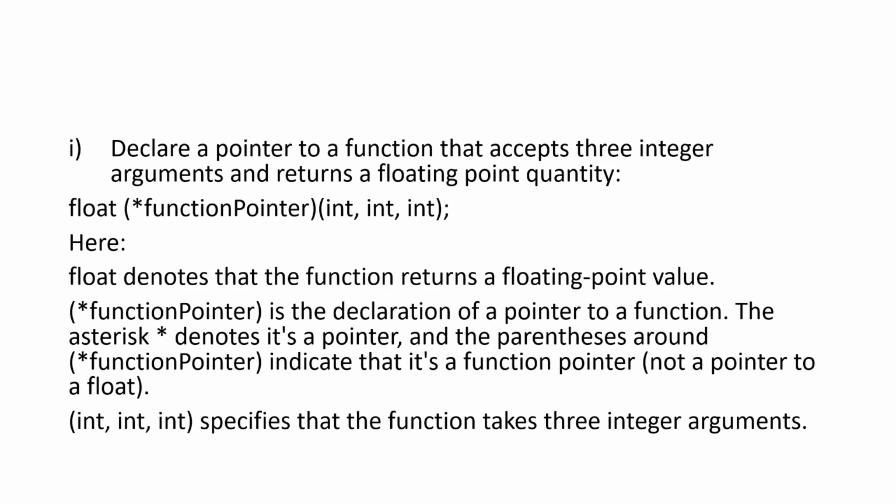Here the float denotes that the function returns a floating point value. This is a declaration of a pointer to a function. The asterisk denotes it is a pointer, and the parentheses around the pointer name indicate that it is a function pointer. Int specifies that the function takes 3 integer arguments.